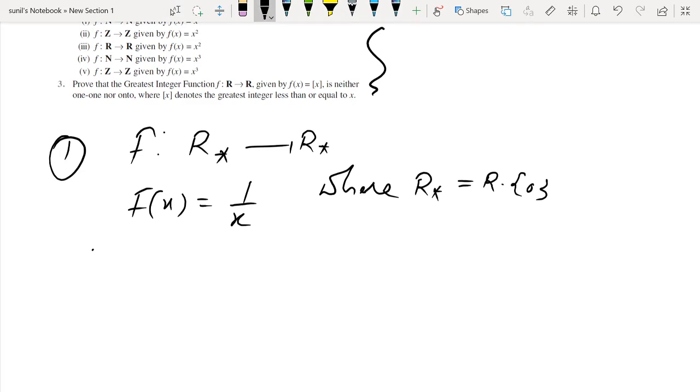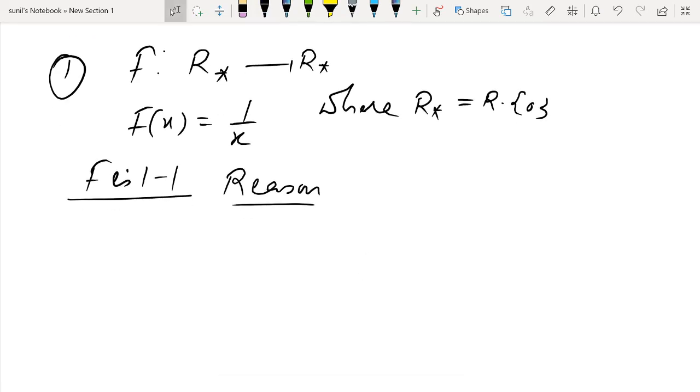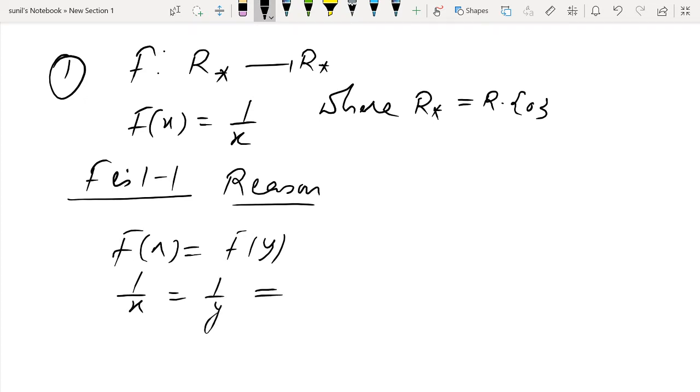Of course, f is 1-1. Why is it 1-1? The reason is very simple, because if I take f(x) equal to f(y), then 1 by x equal to 1 by y will imply x equal to y. So therefore f is 1-1.